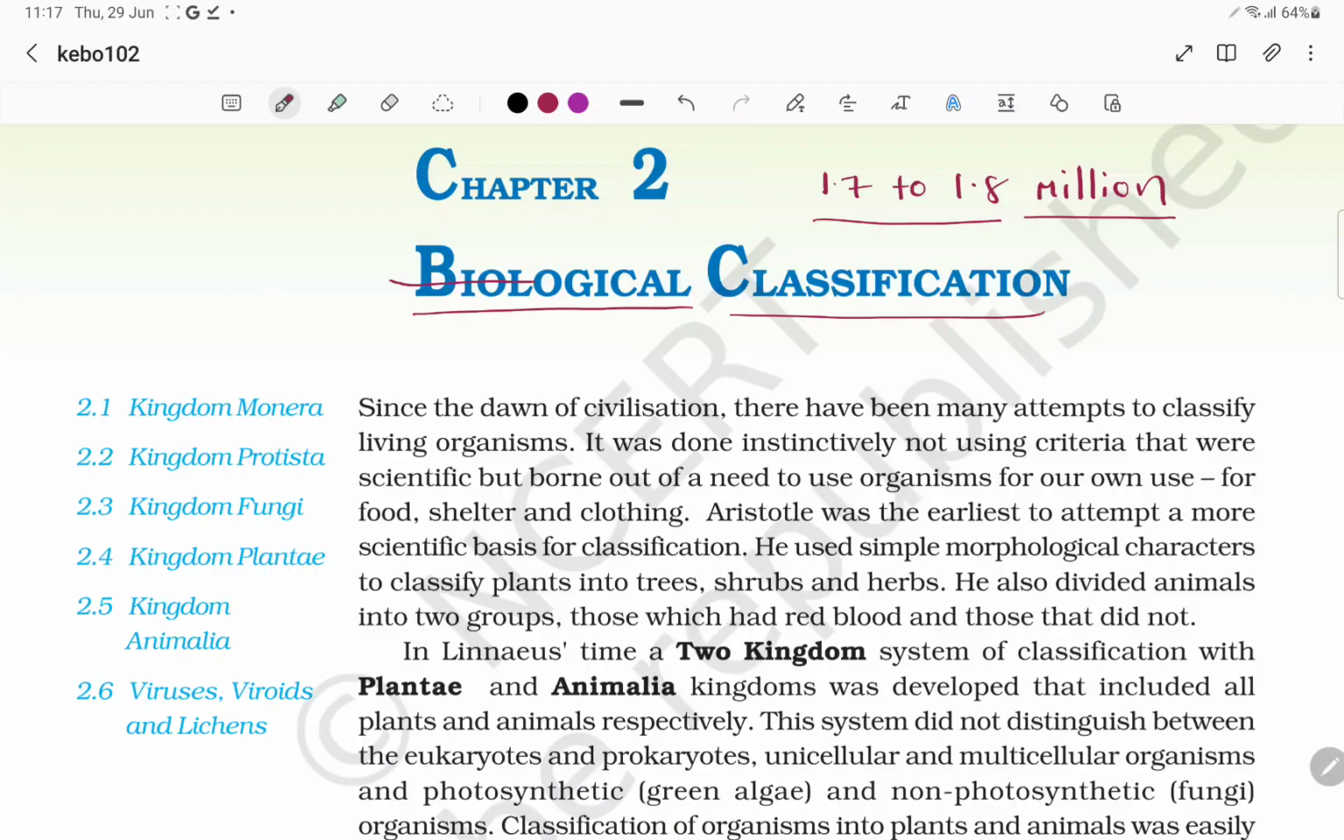Why do we need biological classification? Since the dawn of civilizations, all the civilizations have been set up and ended. By the time, we needed an attempt to classify the organisms, because we have to study each and every form of organism. How do they help us? Previously, there were many attempts to classify the living organisms. Previously, they discovered them mainly for food, shelter, and clothing.